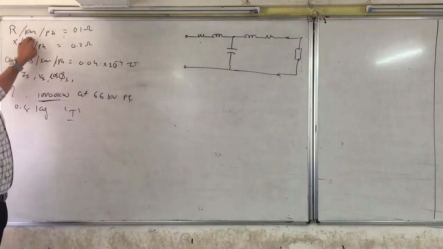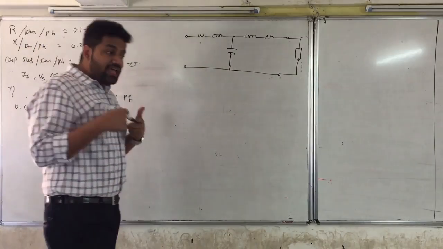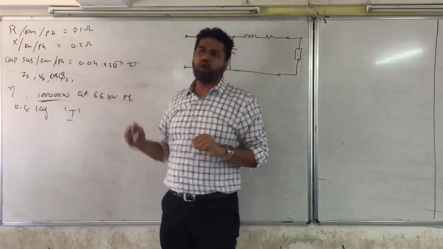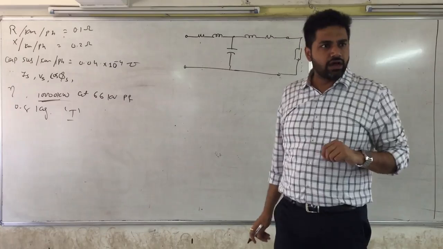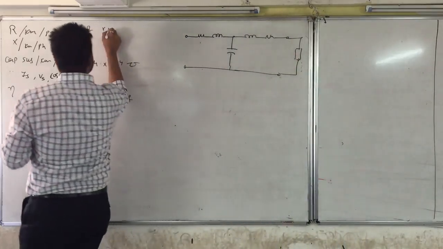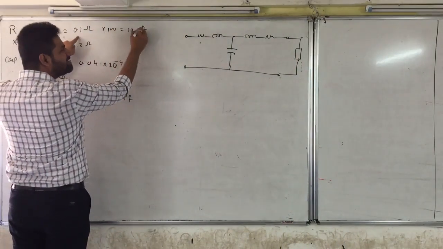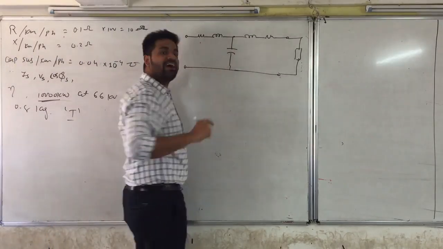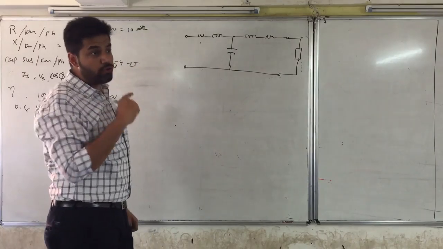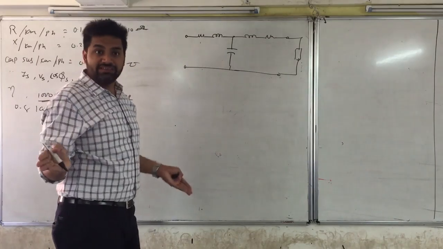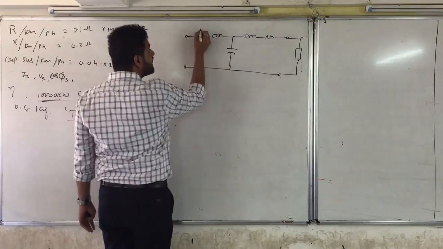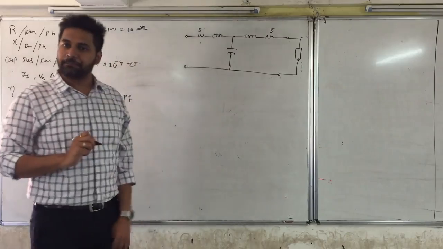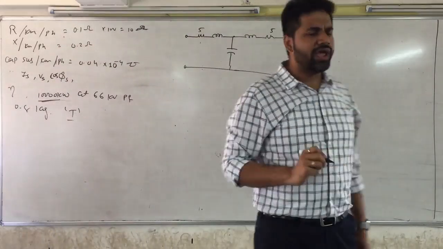The R per kilometer per phase is 0.1 ohms. We have a 100 kilometer long line, so the total resistance is 0.1 multiplied by 100, which is 10 ohms. Is it right? I have told you that when you go for a medium transmission line, the impedance is divided by 2. So R by 2 is 5 ohms, and this is also 5 ohms. That's the real part.